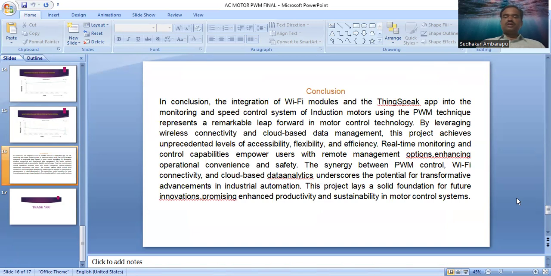Hence the effective monitoring of the induction motor will definitely result in improved performance and longevity of the induction motor. In this way, the monitoring of the induction motor is very essential for different applications, whether industrial applications or household applications, where induction motors are used in a wide range.